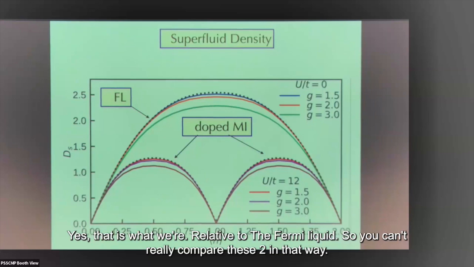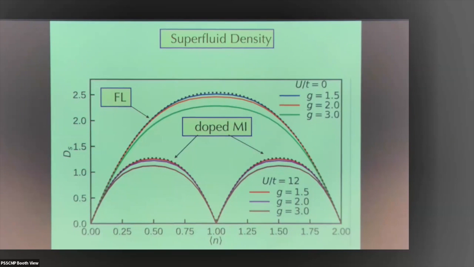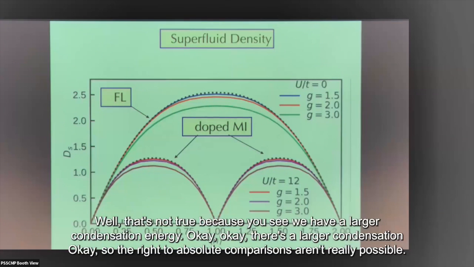Yes, that is what we're saying. And a high temperature superconductor presumably is going to have a larger one. Well, but you have to be careful. You need a dimensionless version. Yeah, and there is a lot of talk in Bozovic's papers on the suppression of the superfluid density relative to the Fermi liquid. But the question is, you can't really compare these two in that way. Otherwise you're saying here that your superconductor is a weaker superconductor than BCS. Well, that's not true, because we have a larger condensation energy. Okay. But absolute comparisons aren't really possible, I would have to say.